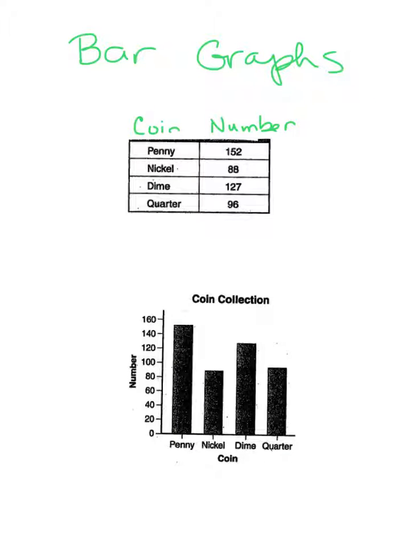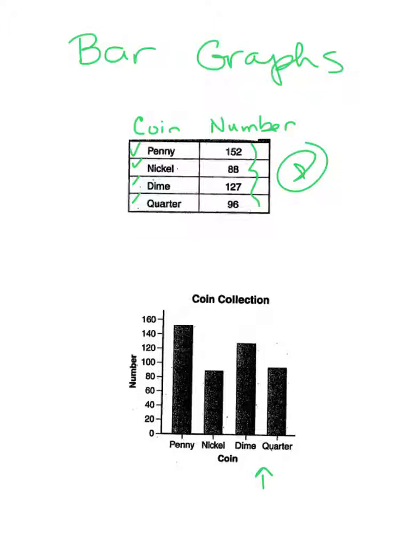Our next type of graph is a bar graph, and we use that to compare amounts. We have a vertical bar graph listed here, but we can have it horizontal as well. In our table, we have the type of coins, penny, nickel, dime, and quarter, and how many we have in our coin collection. And to give us a better visual, we have it displayed as a bar graph.